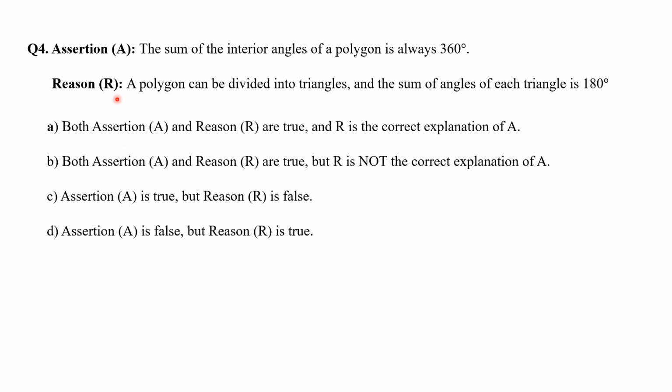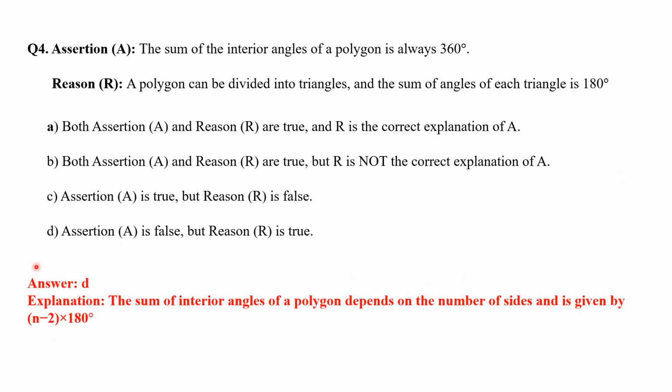And let's check the reason. A polygon can be divided into triangles. Yes, it is correct. And sum of the angle of each triangle is 180 degree. So reason is true. So from here I can say D is the correct option. And I have given the explanation also. Sum of the interior angle of a polygon depends on the number of sides, and it is given by (n minus 2) into 180 degree, where n is the number of sides of the polygon.